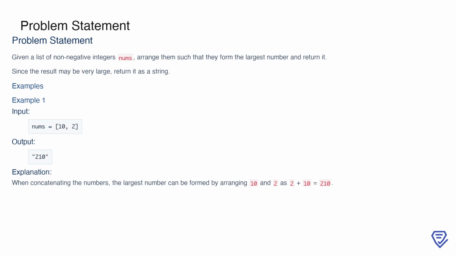For example, if the input is 10, 2, we can concatenate the numbers in different orders to form 102 or 210. To determine the largest number, we arrange 2 before 10, which gives us the result 210. This is because the concatenation 2 plus 10 is greater than 10 plus 2.